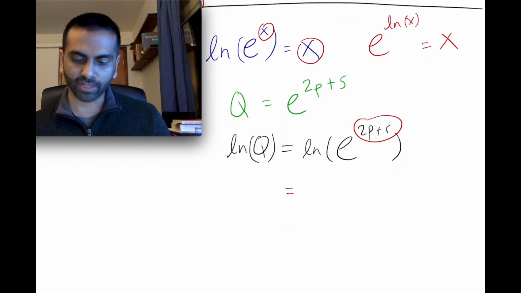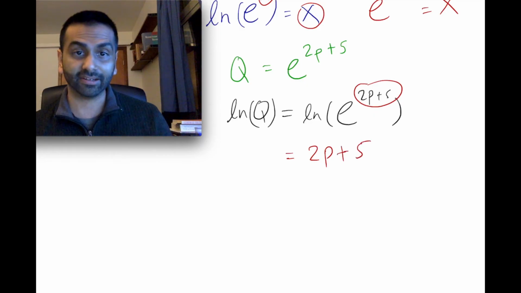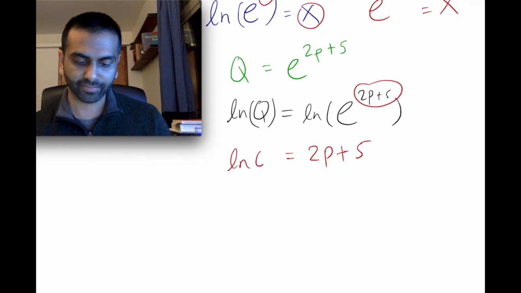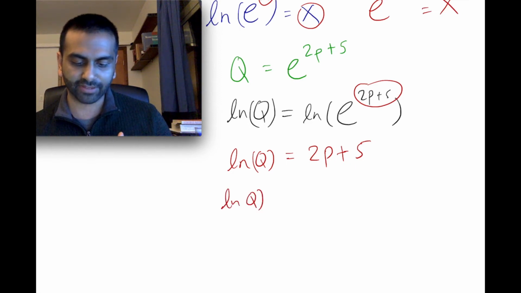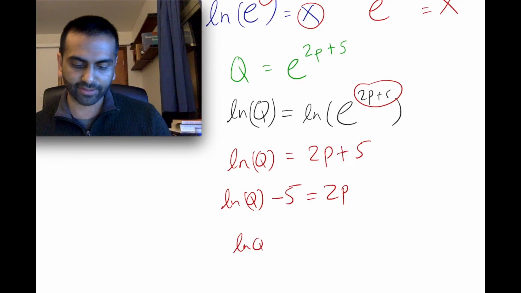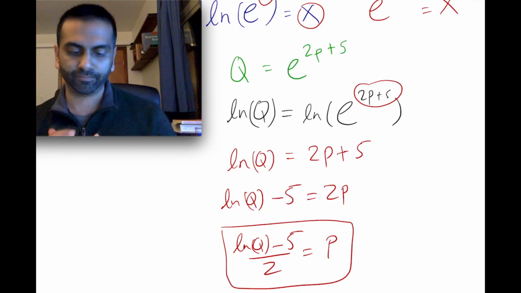So here the right-hand side is just 2p plus 5. And the left-hand side is just ln of q. And now we can easily solve for p. Subtract 5 from both sides and divide by 2. So ln of q minus 5 is just going to equal 2p. And then, as I said, divide by 2. So you get ln of q minus 5, all over 2. Whatever that is, p. So that is answering the question. We've solved for p. Okay?